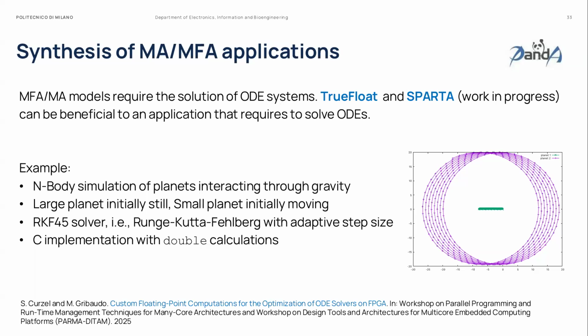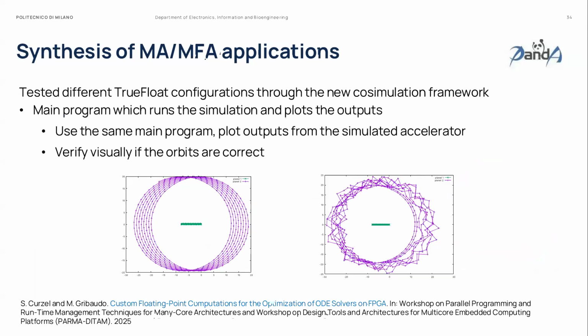We have an application that solves the N-body simulation with a Runge-Kutta solver, and it plots something like that. And we can use TrueFloat to just take away bits and see how much we can get away with. And so, for example, when we get here, then we know we've cut too much. And because of this new co-simulation framework, it was really easy to do this comparison because we used the same main program that was plotting the outputs, and we plugged the accelerator using the custom floating point formats in it, and we visually verify if the orbits still make sense.